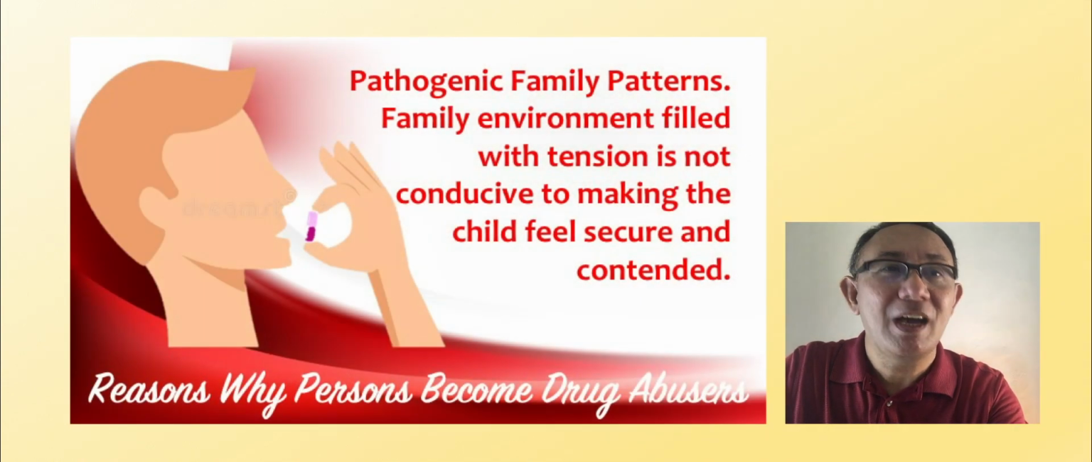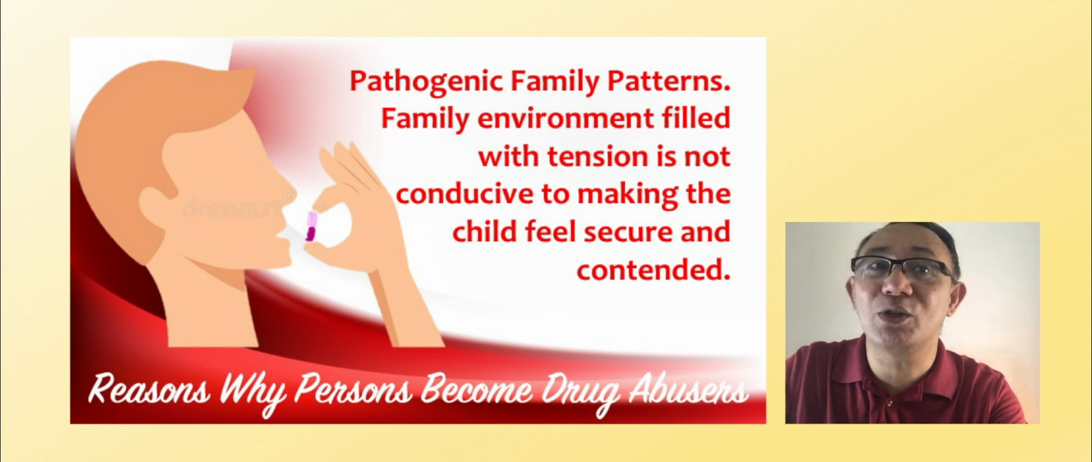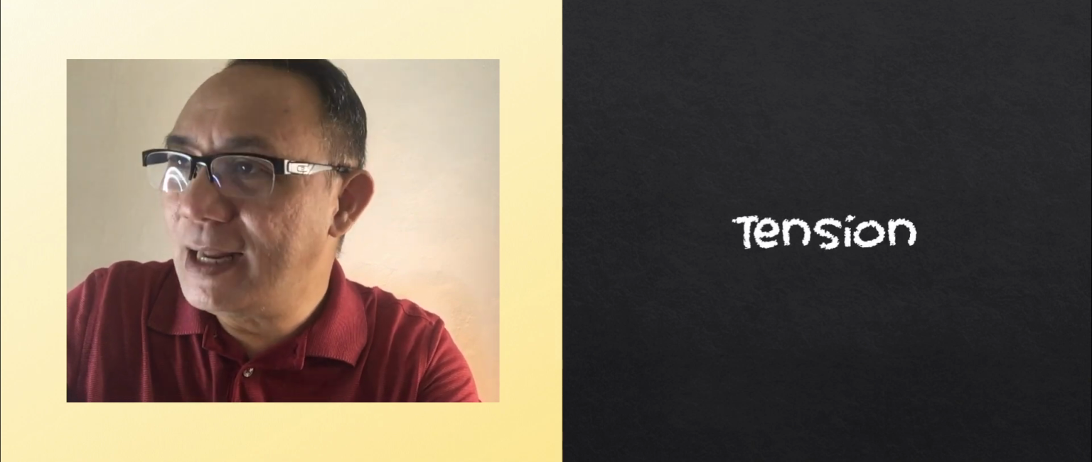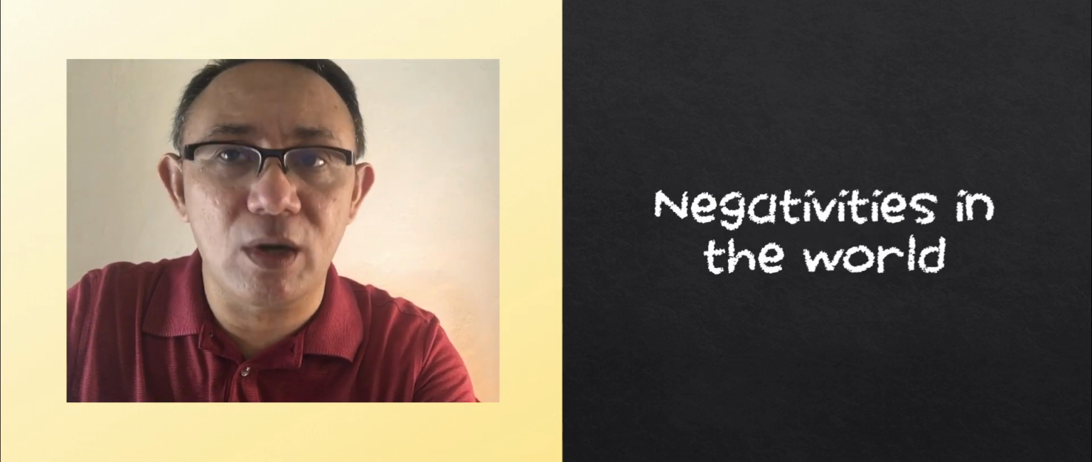Pathogenic family patterns. Family environment filled with tension is not conducive to making a child feel secure and contented. Again, when the family is always having a lot of tension, creating all the negativities in the world, it will create something negative for the child. So if the child could not stand that relationship, the child has to find a way to go out and find his or her own group. And what if that group will be providing him or her with something that is not good? So peer pressure, peer influence would also be another factor.